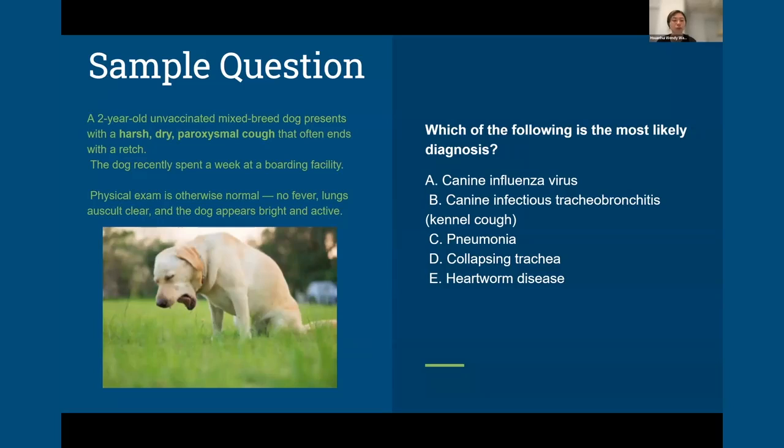This is a 2-year-old unvaccinated mixed breed that has this harsh, dry, paroxysmal honking cough that ends with a retching sound. And this dog just recently spent a week at a boarding facility. Physical exam is otherwise normal. There's no fevers, lungs are clear, no arrhythmia, and the dog appears to be pretty bright and active. Which of the following is the most likely diagnosis?